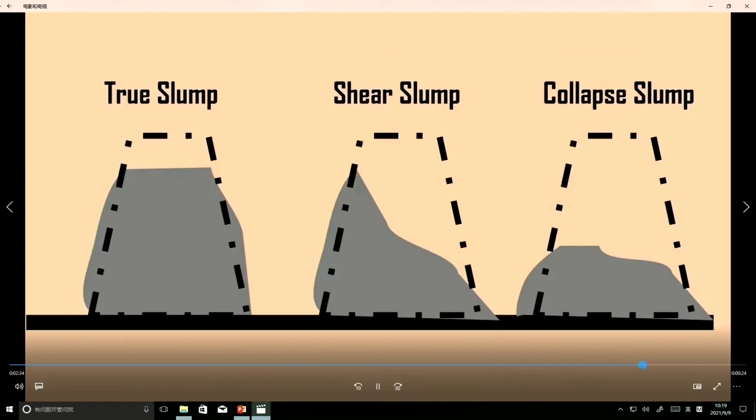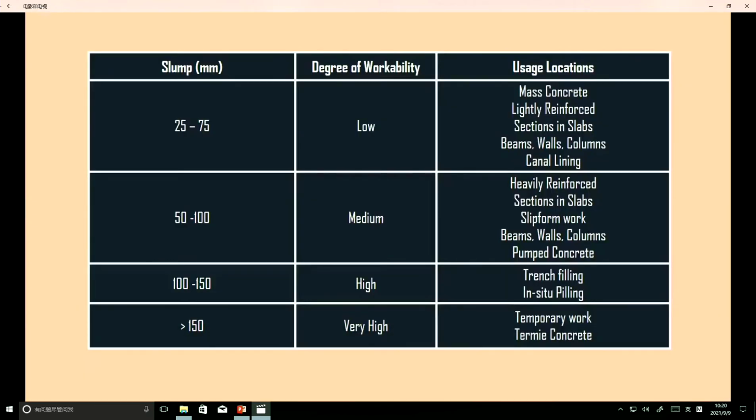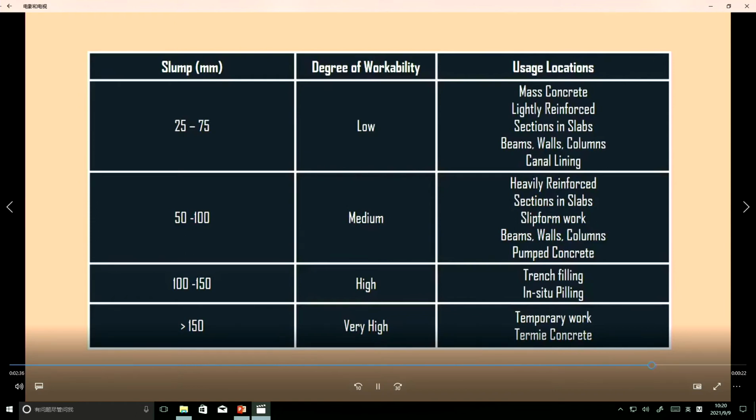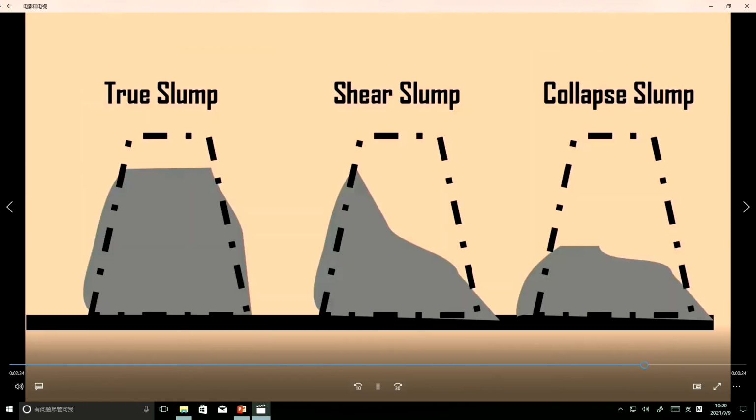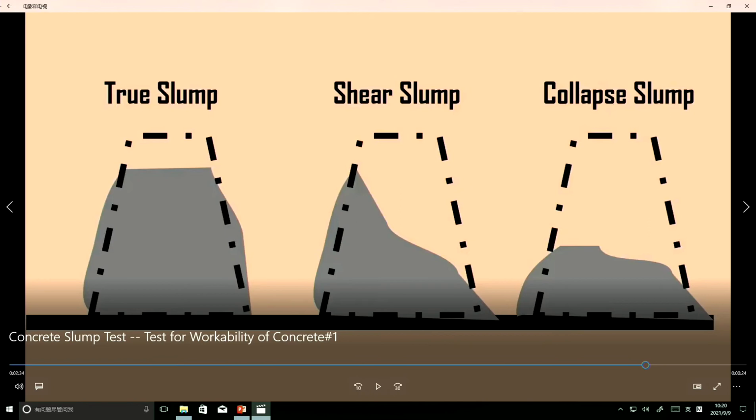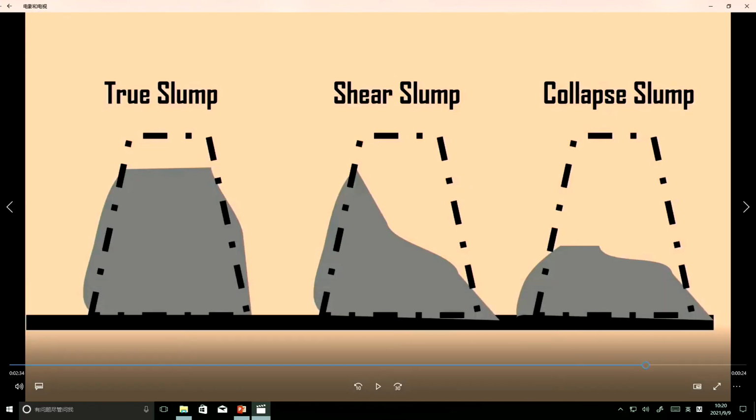The slump value, and it's acceptable. This is the three failure modes. I hope everyone can remember or write down: true, shear, and then collapse.